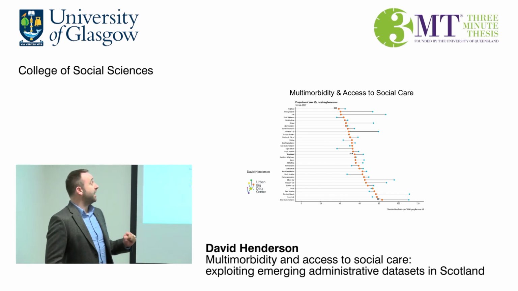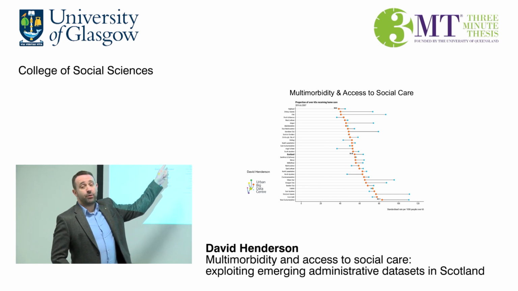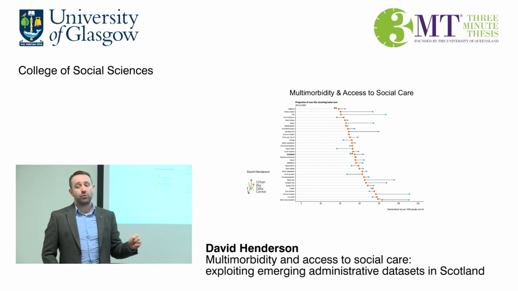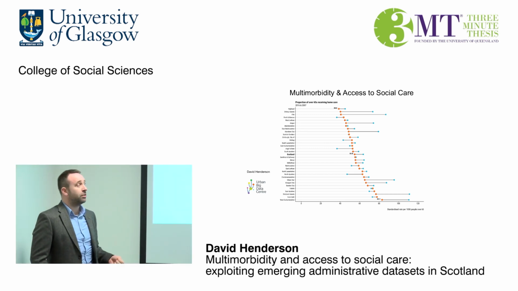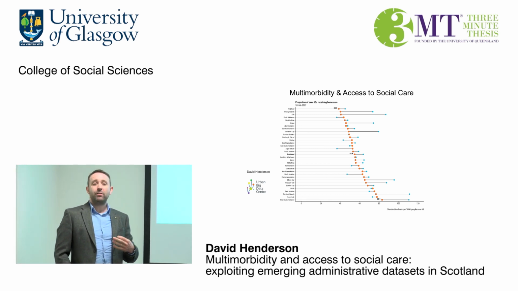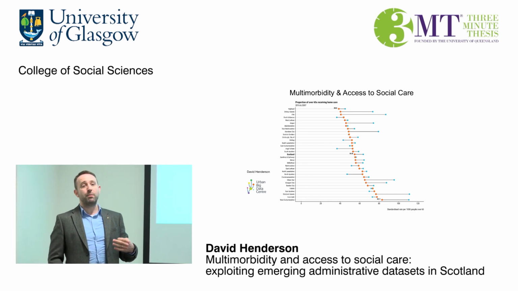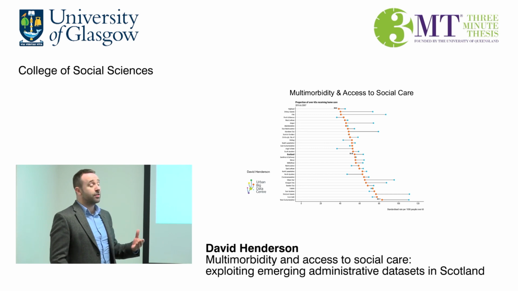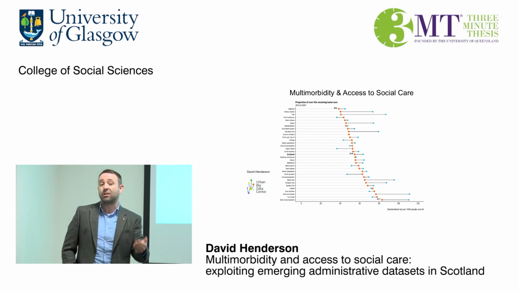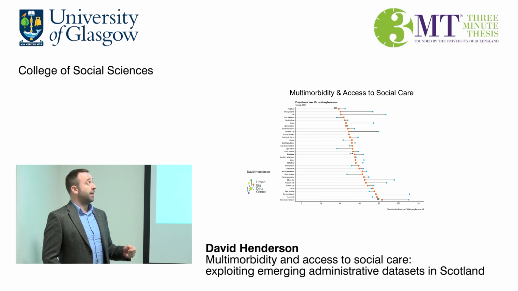Number 2 is variation. Fewer than 40 people per 1,000 up at the top, more than 80 people per 1,000 down at the bottom. It's a massive variation, and it begs the question why. Part of my research is looking to see whether levels of multimorbidity in local authority areas affects how much social care needs to be delivered. So how are we going to do that?